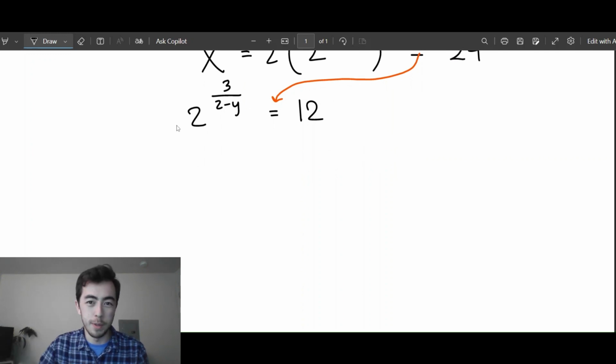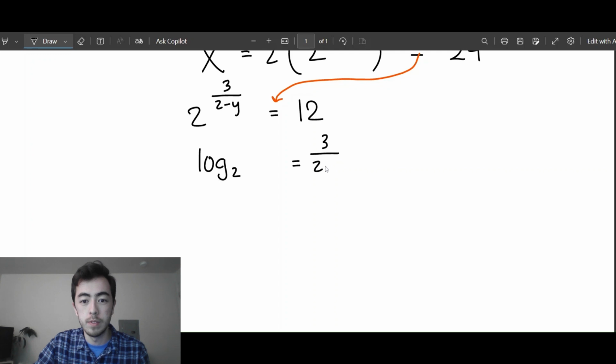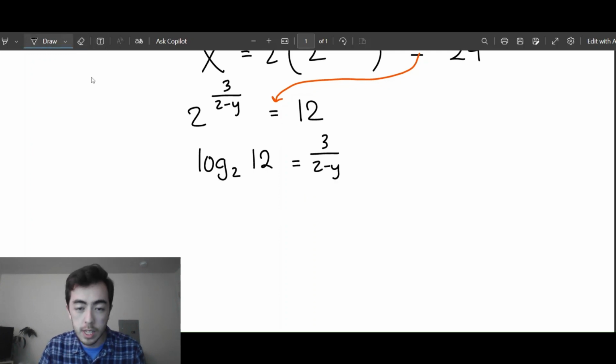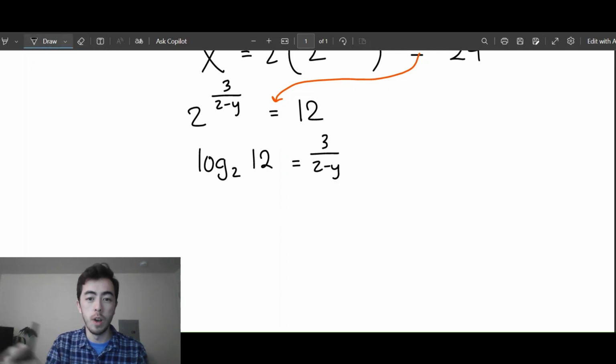I have another exponential equation. I can rewrite it with logarithms. I think I'll do it right this time. It's going to be log base 2, and then 2 to the power of, so the power goes over here, and then the 12 goes back here. So this logarithm equation I can rewrite as 2 to the power of this exponent is equal to 12. That's what I had before. And then I can do some algebra steps to reshuffle this stuff and isolate y.